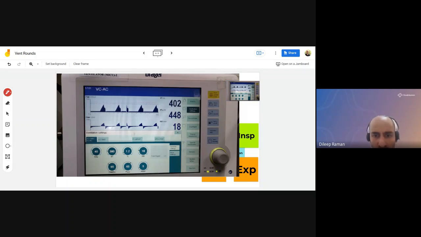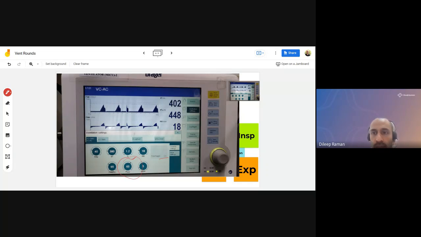Additionally, if you want, you can see some other settings here. There's a flow trigger. There is a setting for the inspiratory time. There's a setting for the maximum pressure, which is what happened here. When the patient hit the maximum pressure, the breath actually stopped.